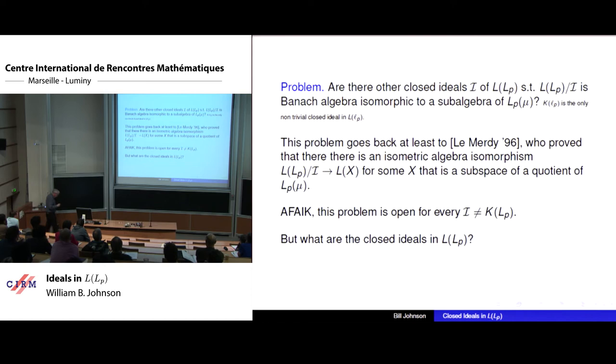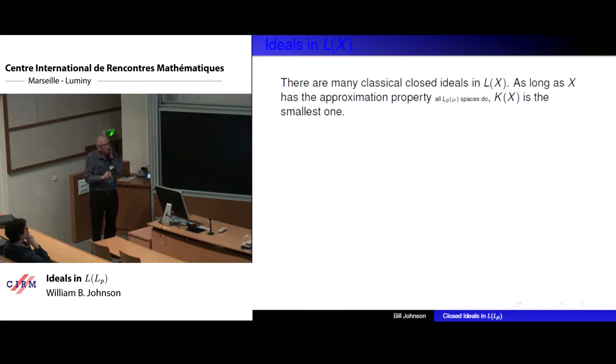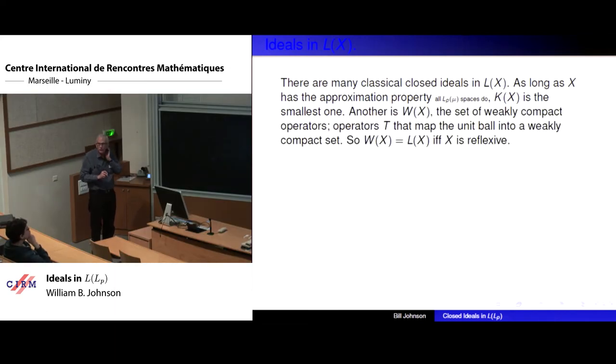Okay, so finally we come to the main thing I want to talk about, and that is just what are the closed ideals in the bounded operators on LP? I've already said there are a few, but instead of jumping all the way to LP, let's start with a general Banach space. How do you build closed ideals? Well, we've already talked about the compact operators, and it's the smallest one as long as the space has the approximation property. Another one that always exists is the weakly compact operators. Of course, sometimes the weakly compact operators are all bounded operators, but that's equivalent to the space being reflexive. Other times it will definitely not be.